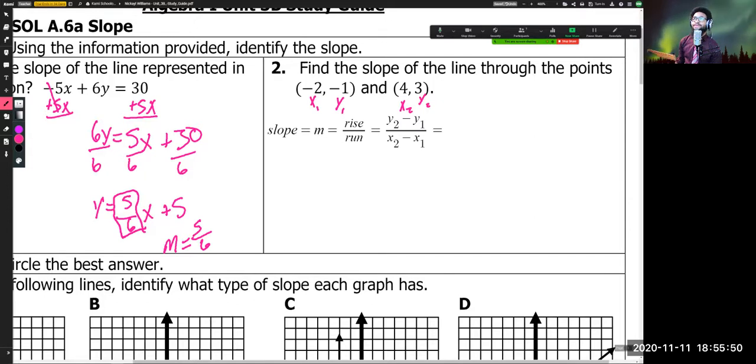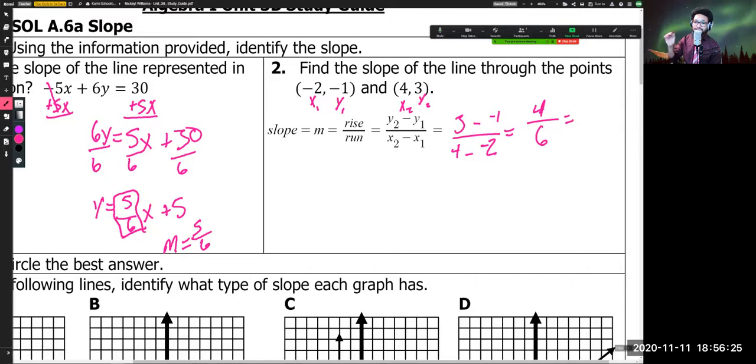So what we're going to do is we're going to have our y2 minus y1. So that's going to be 3 minus negative 1 over x2 minus x1, 4 minus negative 2, okay? And so now we do that. We have that. Now we're just going to do some simple computations. 3 minus a negative 1 is going to be 4, over 4 minus negative 2 is going to be 6, okay?